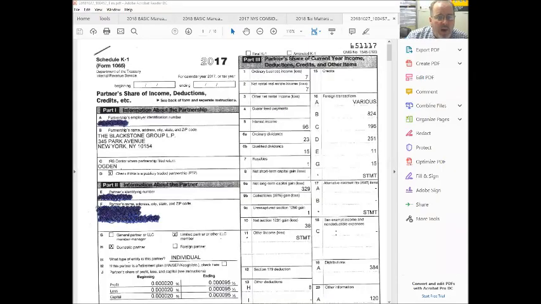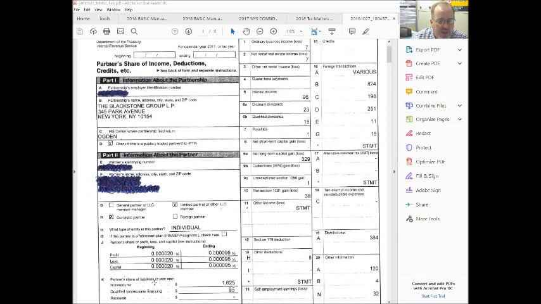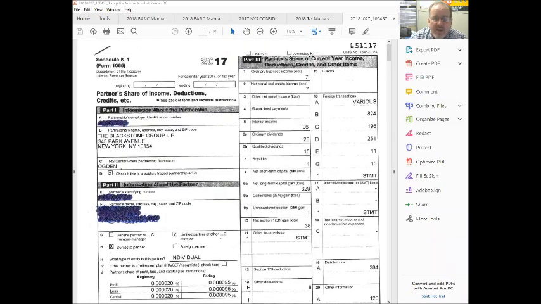Okay. This is what a K1 looks like. This one came from a partnership. Somebody owns some, was a percentage partner. As you can see, very minuscule. A lot of times, a lot of these are very, very minimal, less than 1% ownership, but you can see there's boxes like you would see on a W-2.